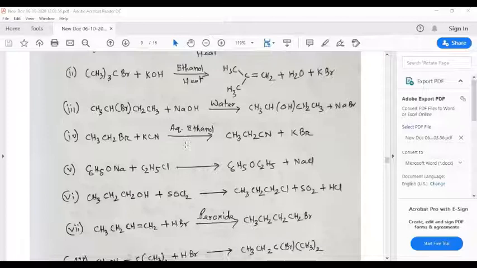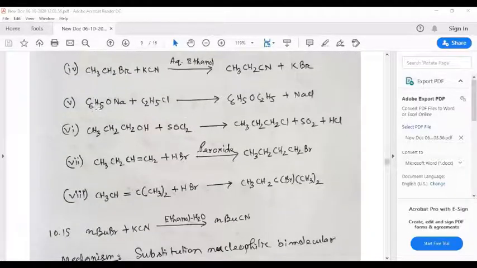Number 5. C6H5O, and this is sodium methoxide that is treated with chloroethane. So chlorine is the leaving group. This is a nucleophile. So the nucleophile is going to attack the alpha carbon of this chloroethane, and that results in the formation of an ether and formation of sodium chloride.